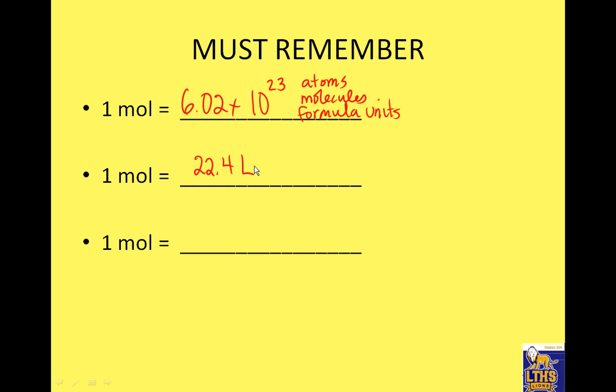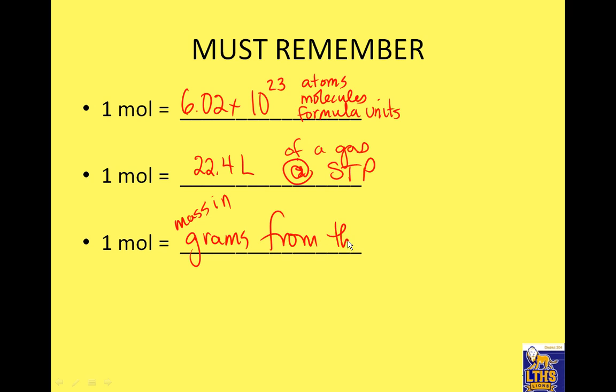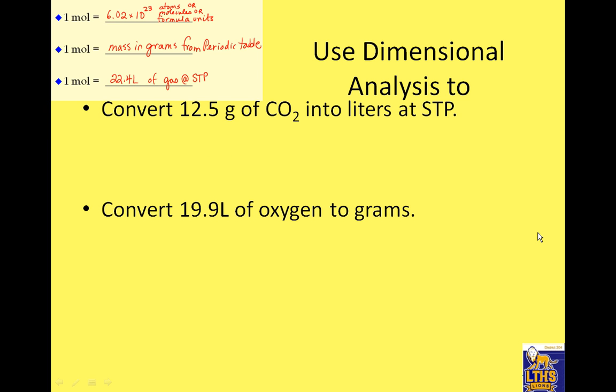1 mole also equals 22.4 liters if you're talking about a gas and it's at standard temperature and pressure. And 1 mole equals the mass in grams from the periodic table. That's the only one you can't memorize a number for, but you can get grams from the periodic table. So memorize this right now. Got it? Oh, look, there it is right there at the top of the screen. Now, because these are all equalities, we can use them to convert.